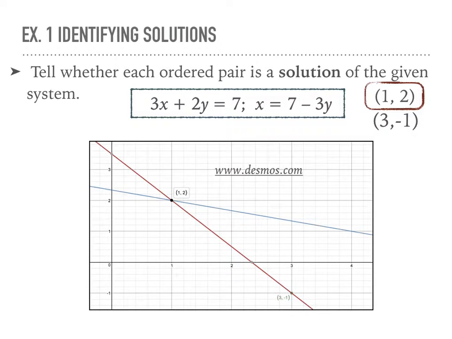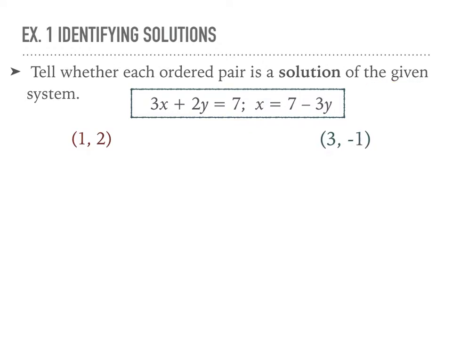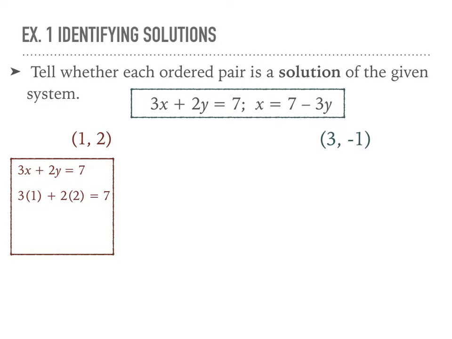Now let's solve this same problem using an algebraic technique. So in the first ordered pair, (1, 2), let's substitute x equals 1 and y equals 2 into this first function. Let's simplify the expression on the left and notice that this is a true statement, telling us that (1, 2) definitely lies on that line.